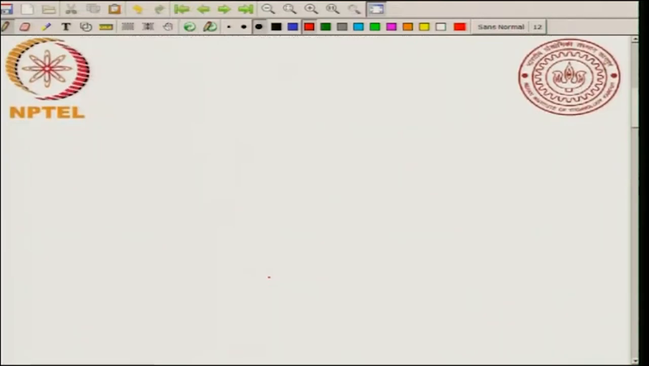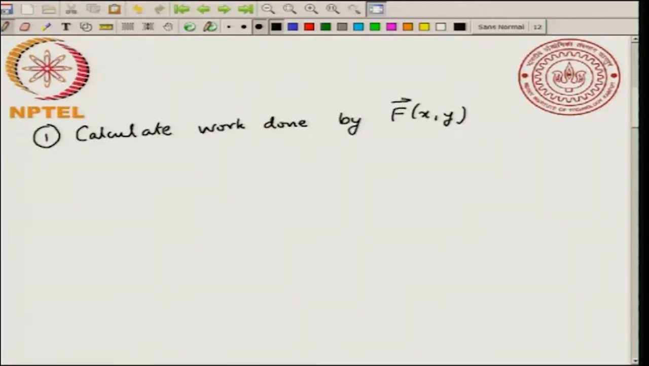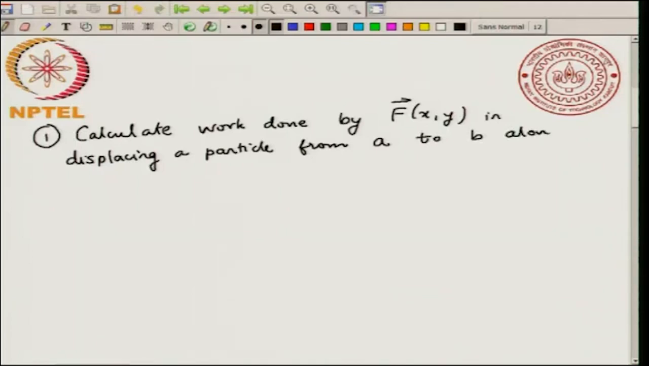So I'll just write down a few problems that we'll work out today. The first problem has to deal with line integrals. What you have to do is to calculate the work done by F of x y, where F of x y is a force, in displacing a particle from A to B along two paths C1 and C2, which will be shown in the figure. I'll just show you the paths. The paths are shown here.